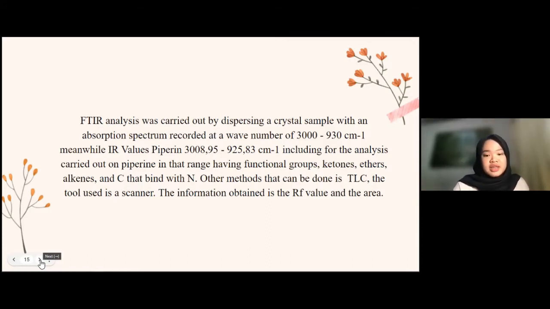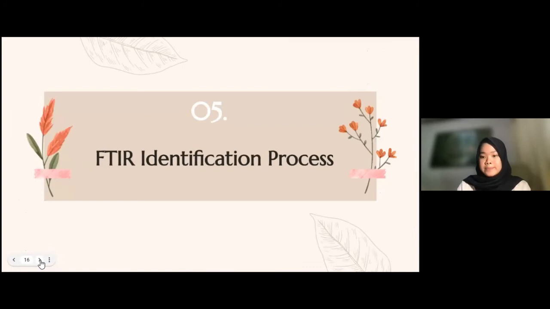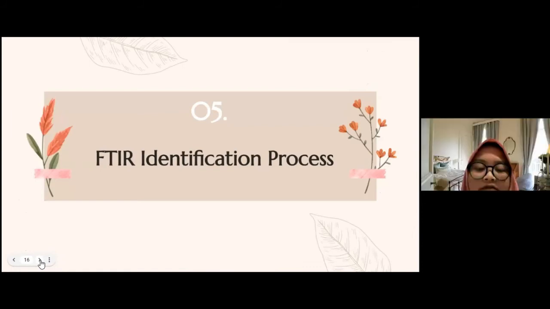Other methods that can be done are TLC. The tool used is a scanner. The information obtained is the Rf value and the area. The next is the FTIR identification process.